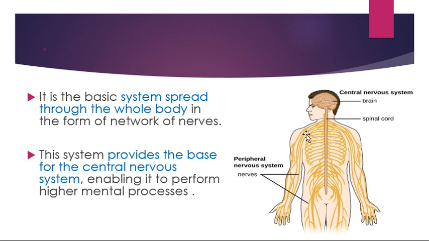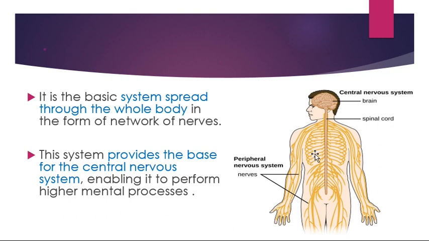So, the peripheral nervous system, a system of nerves, takes the message to the central nervous system, that is the brain and spinal cord, where the message is interpreted, and through the motor nerves, the message is taken back to the relevant organs. Is it clear? So, the peripheral nervous system is a system of nerves. These nerves carry messages to the brain and bring back messages from the brain. And the brain and spinal cord constitute the central nervous system.